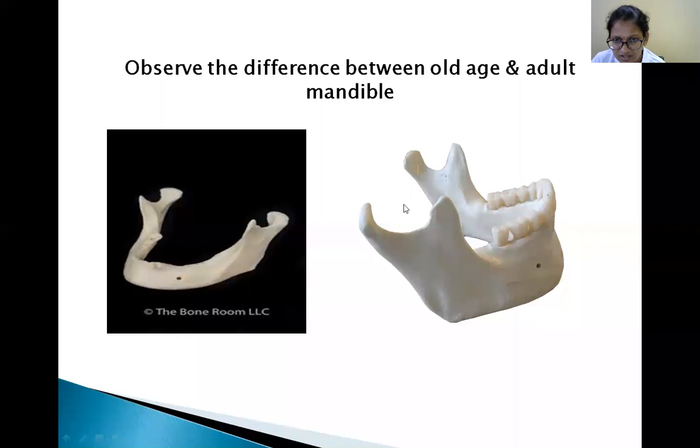Whereas in old age, the head bends backwards, and the angle of the mandible will be obtuse. It reaches up to 170 degrees in old age.